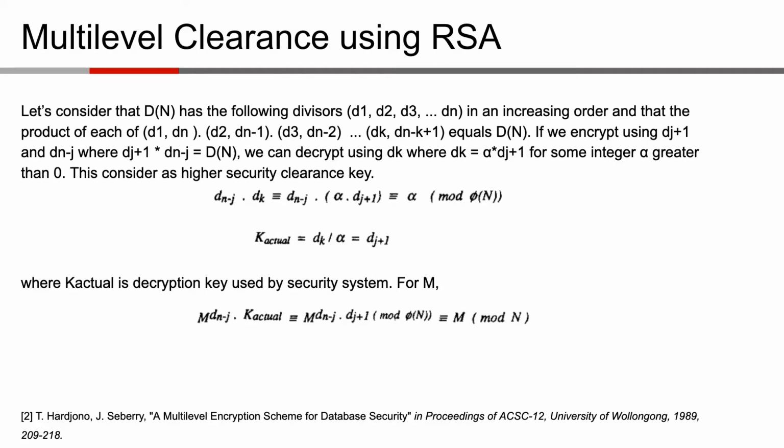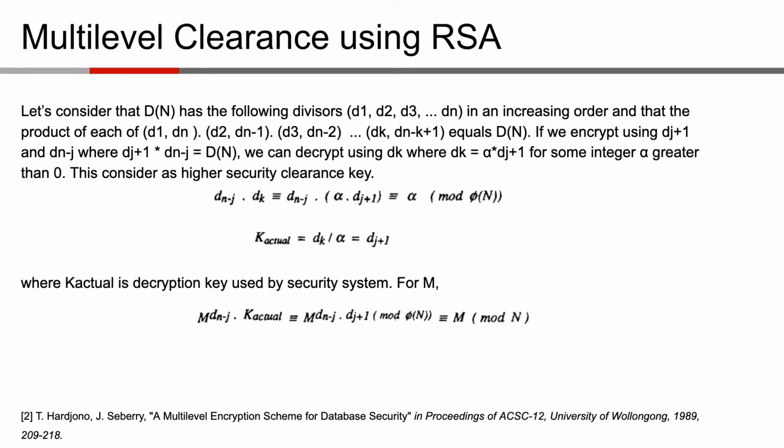The scheme gets its multi-level property from the fact that given a pair of parent keys generated using D of n, this key can decrypt data encrypted using some other parent keys also generated from the same D of n. Let's say D of n has divisors d1 to dn in increasing order, and the product of each pair, d1 dn, d2 dn-1 and such, is equal to D of n. We have to pick pairs where keys with lower index can be divisible by upper index keys. If we encrypt data using dn-j and dj+1, then we can decrypt using dk, where dk equals alpha times dj+1 for some integer alpha greater than 0.